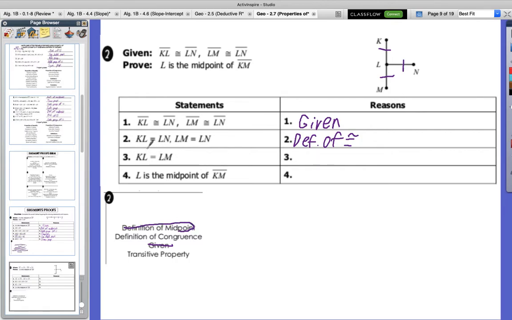So now we're saying segment KL has a measure equal to the measure of segment LN, and the measure of segment LM equals the measure of segment LN. So now the measure of segment KL is equal to the measure of segment LM. That would be our transitive property: if they both have a measure equal to LN, they're equal to each other. So that's our transitive property.